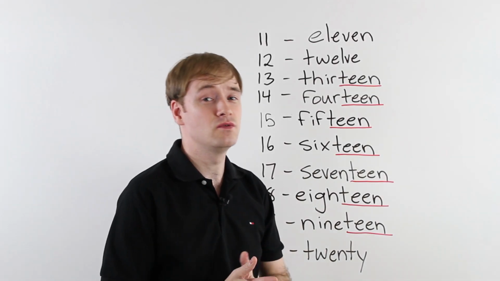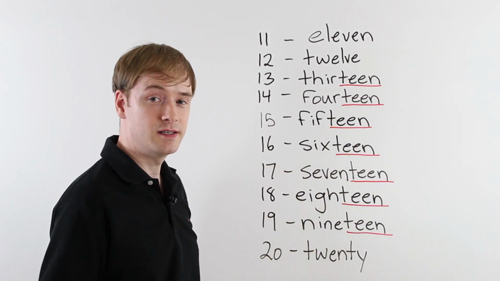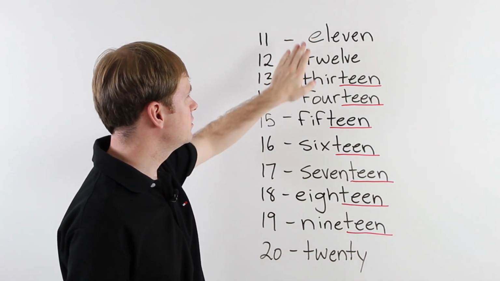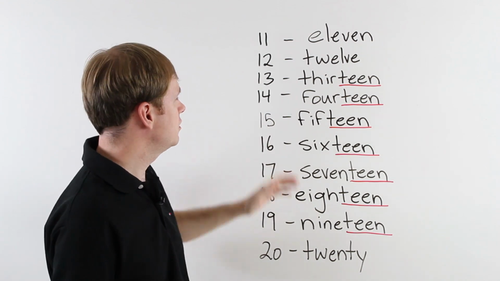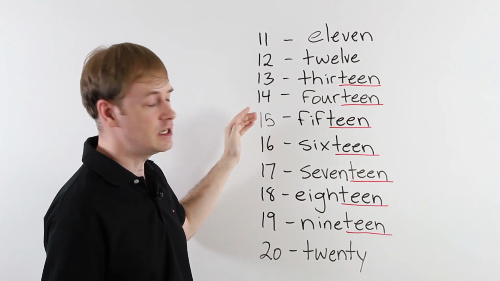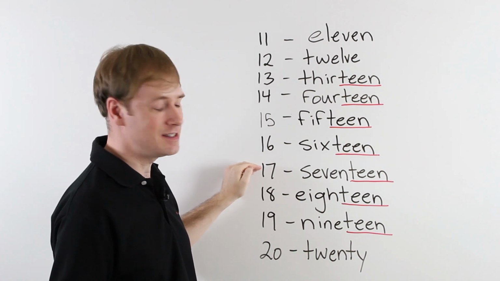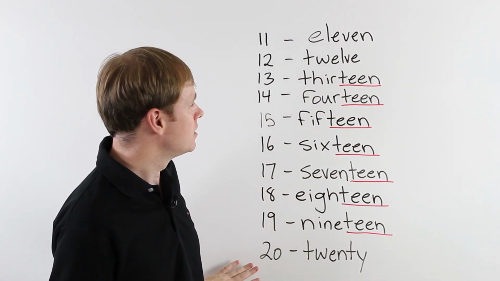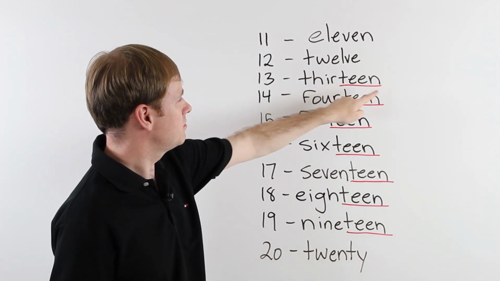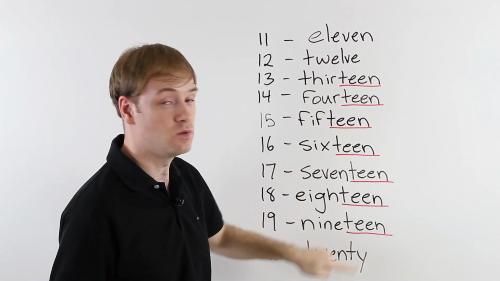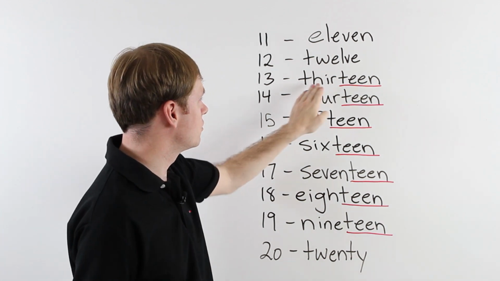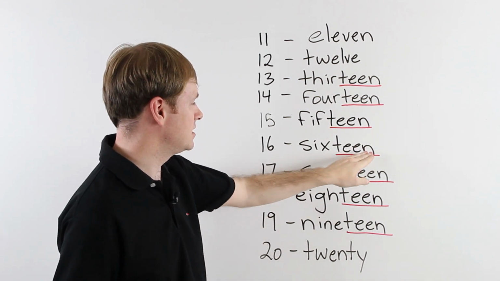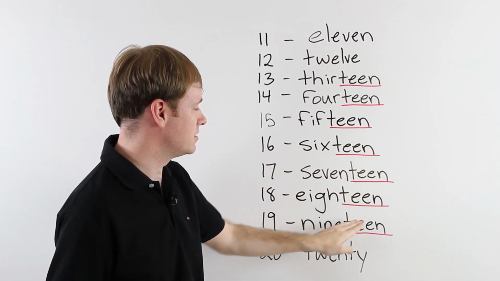Okay, let's continue on with our numbers. I have the next set here, 11 until 20. All right, so 11, 12, 13, 14, 15, 16, 17, 18, 19, and 20. Now, as you can see, I put the red line here on these ones because these are the teens, okay? 13, 14, 15, 16, 17, 18, 19.